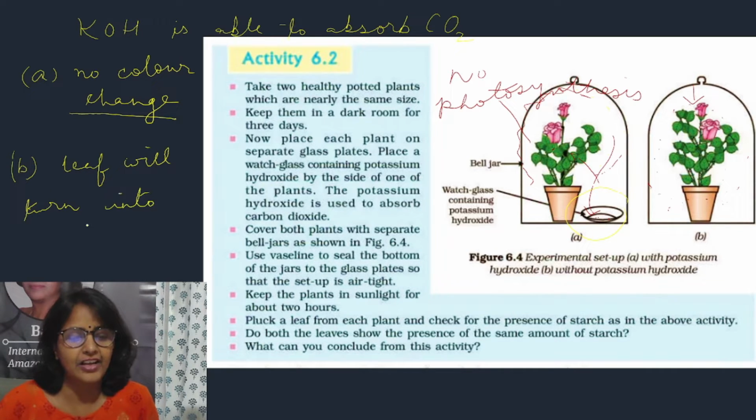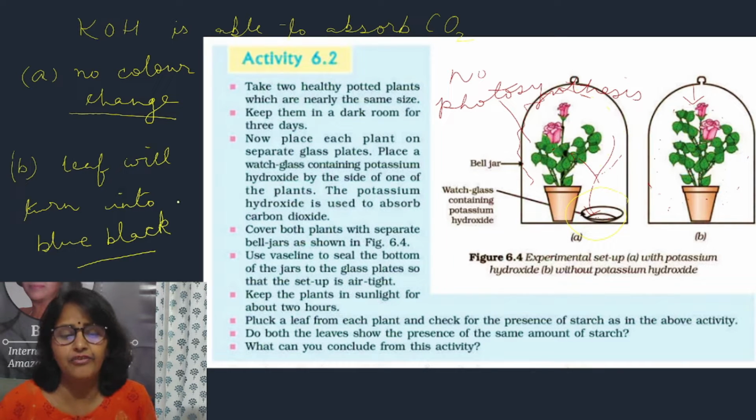From where did that starch come? By photosynthesis. So carbon dioxide is necessary for photosynthesis. Here we have removed all the carbon dioxide in this one. So what happened? No photosynthesis took place in this jar. So we can say carbon dioxide is necessary for photosynthesis.